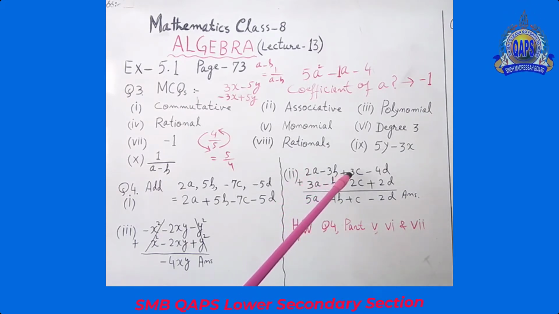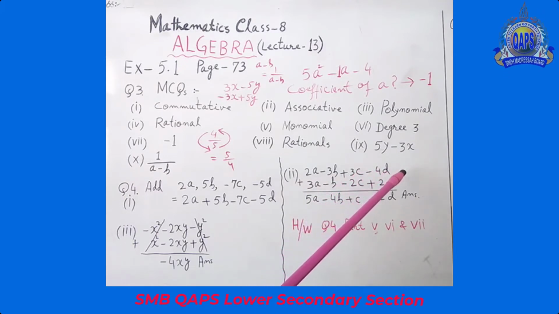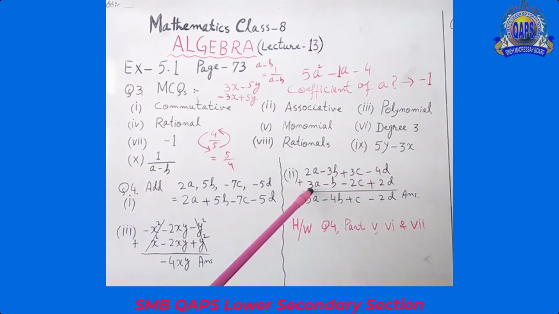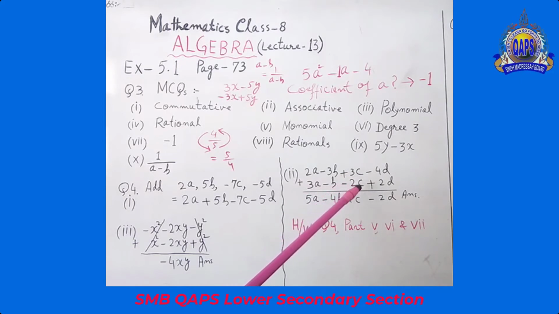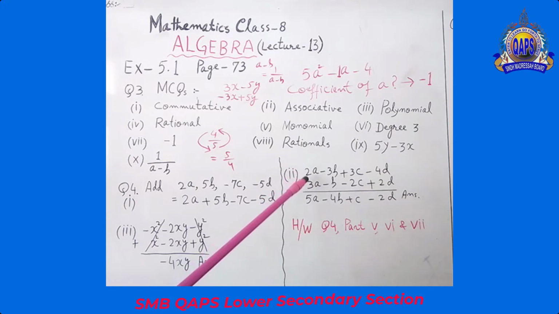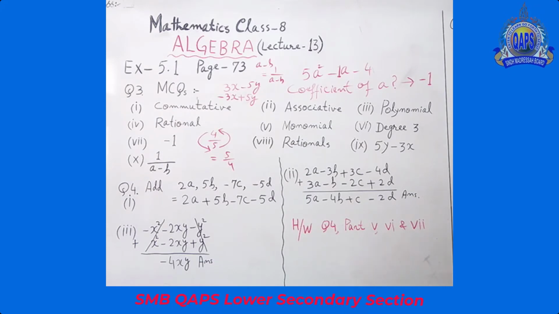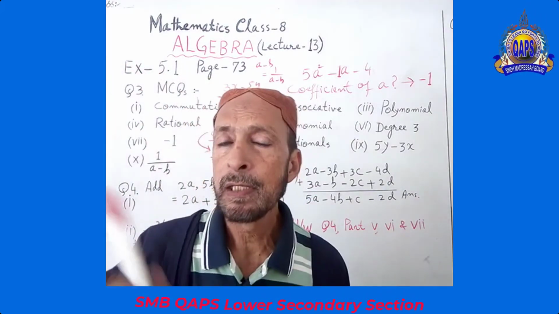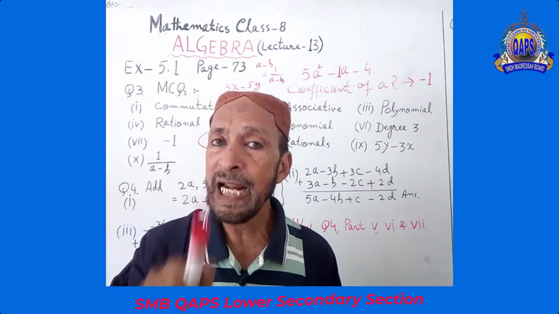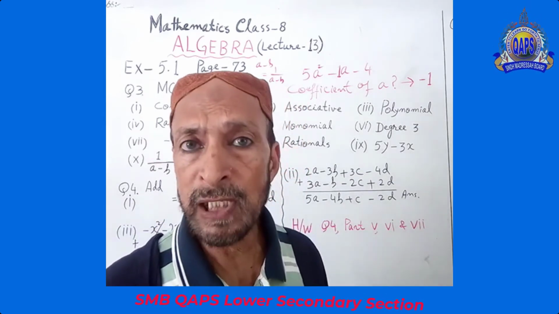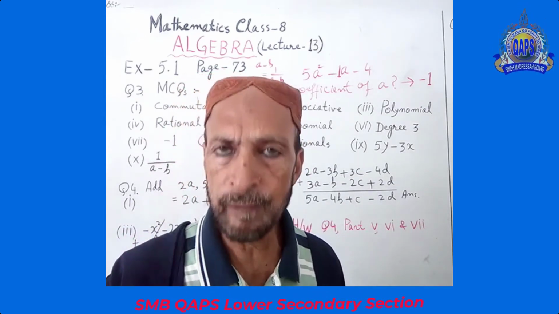Question number 2. (2a minus 3b plus 3c minus 4d) add (3a minus b minus 2c plus 2d). You see, 2a plus 3a, 5a. Powers will never be added. It can never be 5a power 2. No, not at all. In addition, power will not be added. But in multiplication, powers will be added.